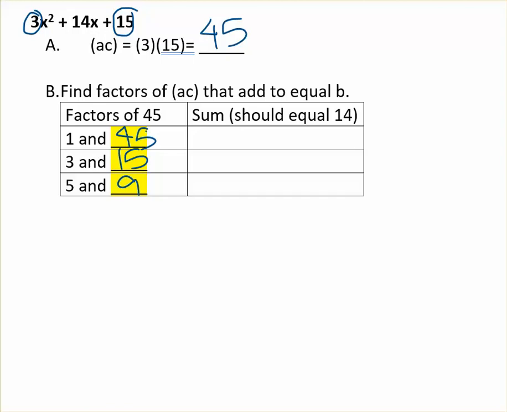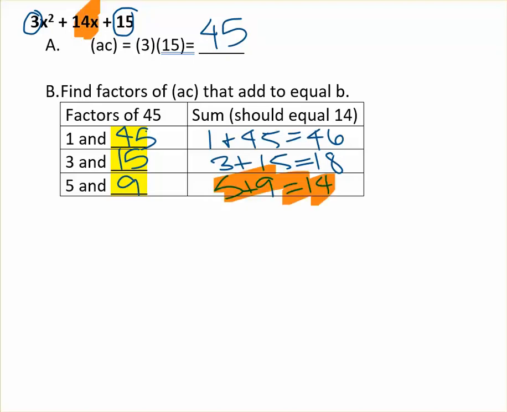Now we're going to look at the sum of these. We're looking for a sum that equals 14. Well, 1 plus 45 is 46. That won't work. 3 plus 15 is 18. That also does not work. But 5 plus 9 is 14. That's what I'm looking for.